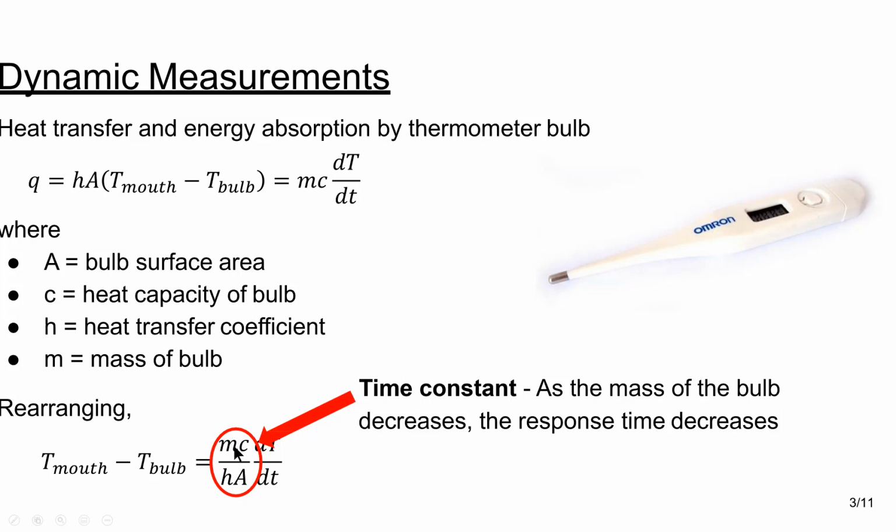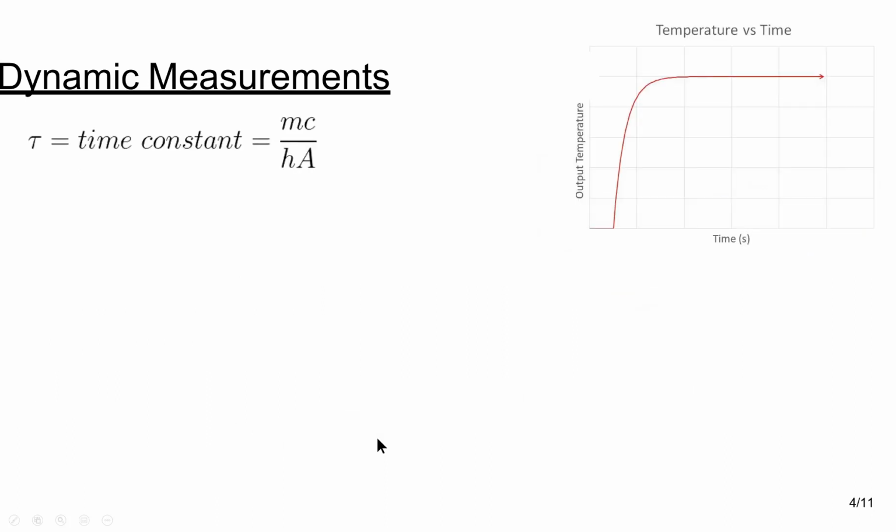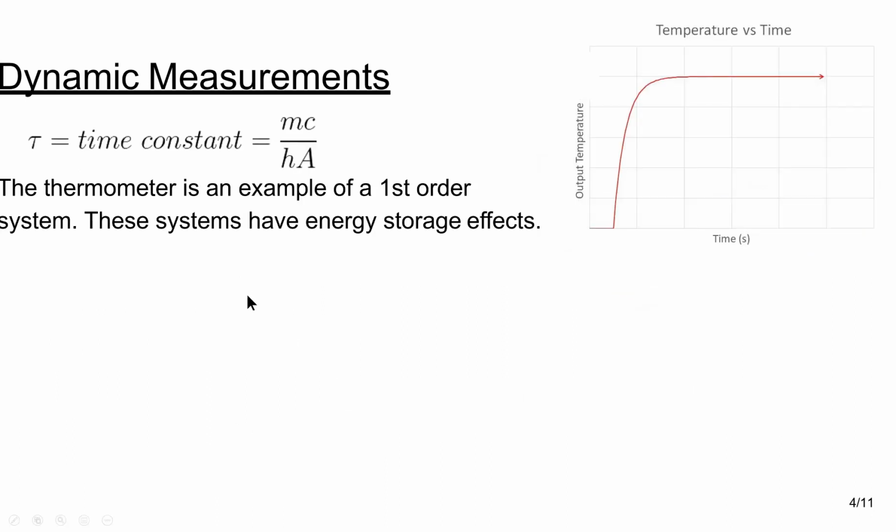Now you could go and measure these things and calculate the time constant that way. That's not often how it's done. Normally it's part of the calibration of your instrumentation to figure out this time constant. That's what we're going to do. So this is a first order system.